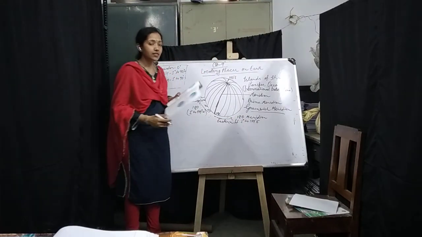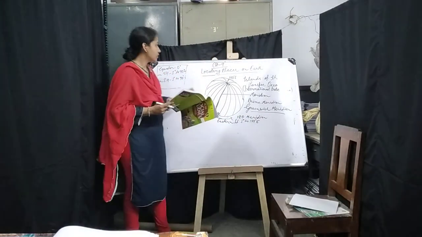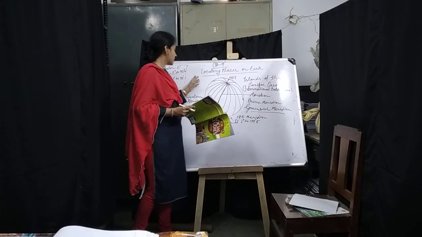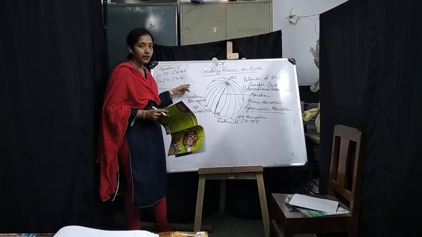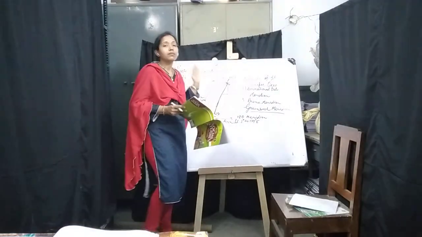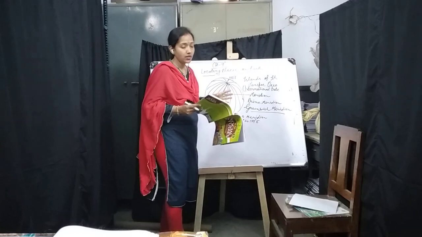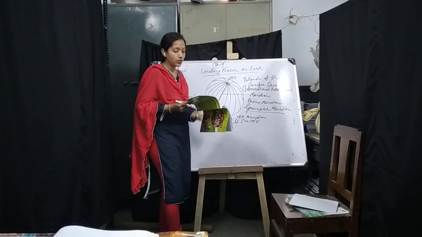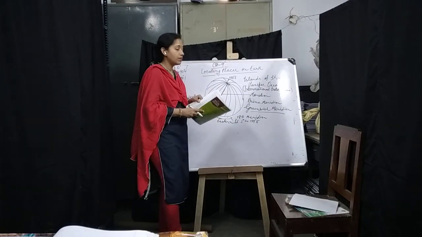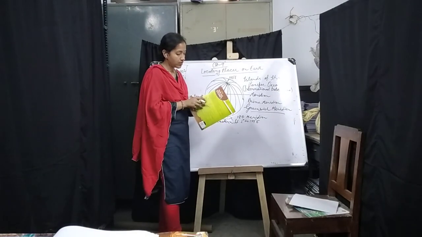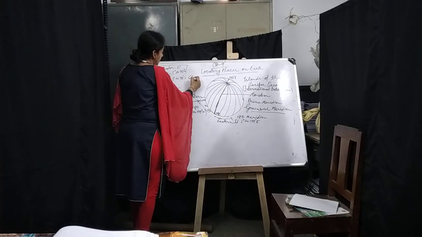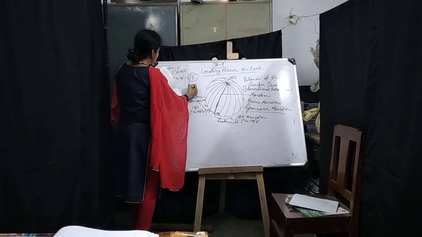So what is your homework? The homework is that you read this chapter and learn these 2 lines properly, the latitudes and longitudes, because these are the basic things of your geography. SST chapter, the SST book. So your work is to read the chapter and practice the exercise on page number 64 and practice number C.